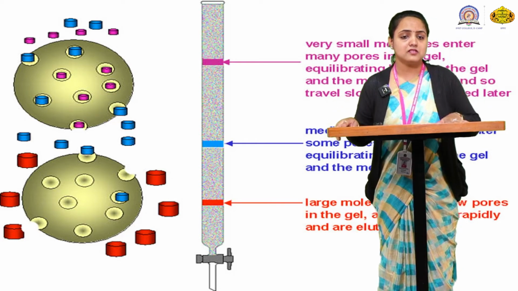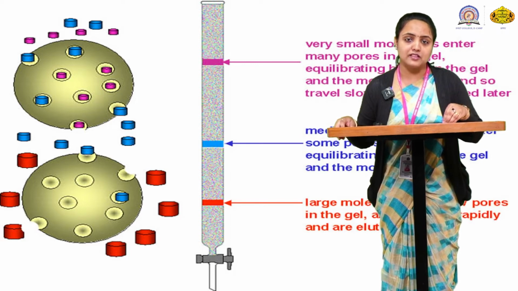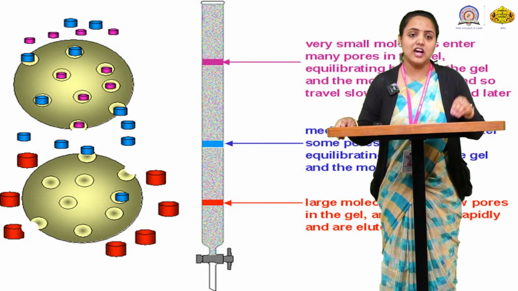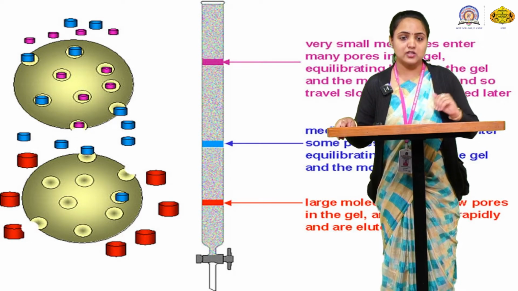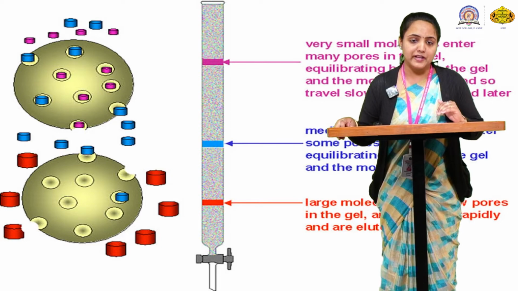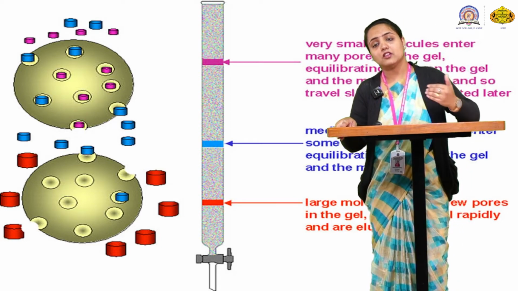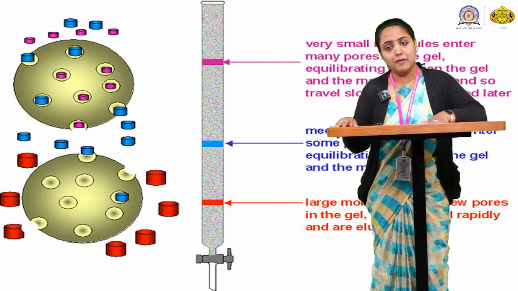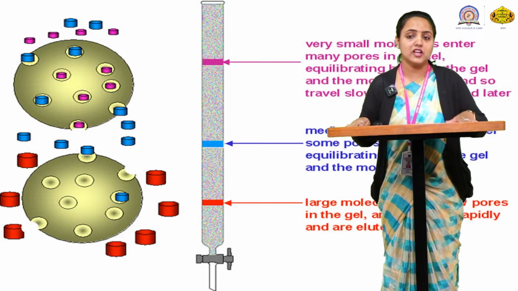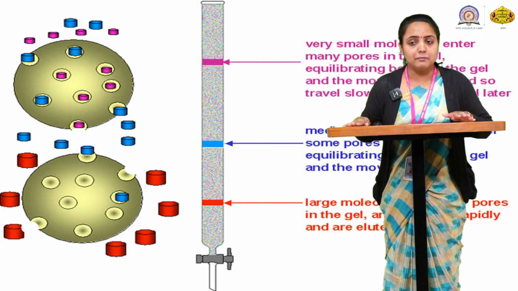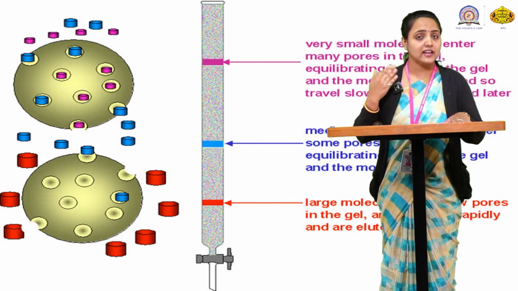See here the column. The smaller molecules have been entrapped in the beads. The medium sized molecules are only attached to the surface of the beads, and the larger molecules are excluded from the beads and elute at a faster rate, before the smaller and medium particles. Very small molecules enter many pores of the gel, equilibrating between the gel and the moving buffer, so they travel very slowly and elute later.